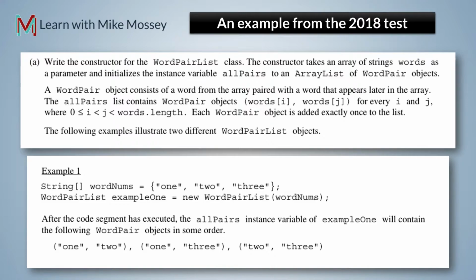Okay, now they give us some mathy stuff. The allPairs list contains WordPair objects (words[i], words[j]) for every i and j. All right, this is complicated to understand. It's not concrete, it's abstract. We're probably not going to understand it until we see a concrete example or make an example ourselves. Every WordPair object is added exactly once to the list. Okay, here's an example. It might be more clear here. The words are 1, 2, and 3.